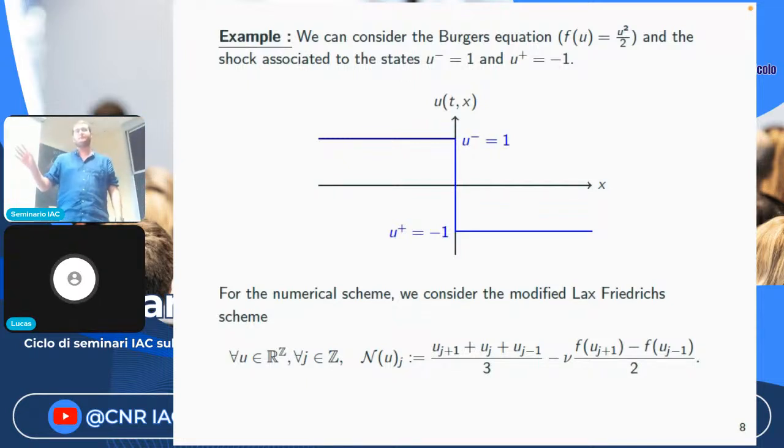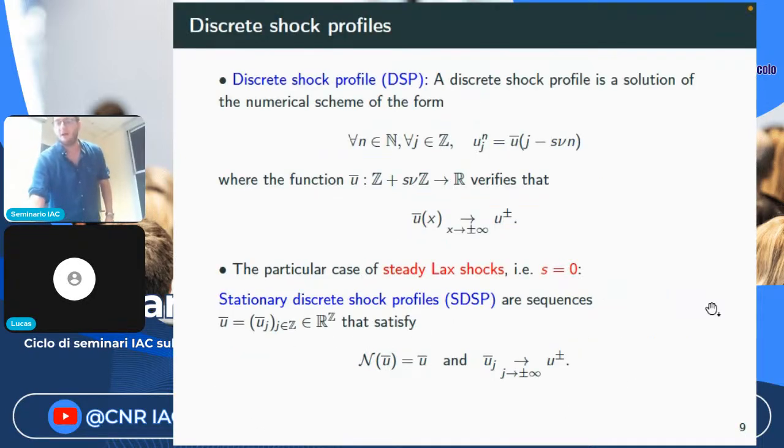Now that we have introduced all of this, I just want to point out that there will be an example that will follow us throughout the presentation for numerical representations and so on. So I will consider the Burgers equation. I will consider the shock 1, minus 1. And for the numerical scheme, I will consider the modified Lax-Friedrichs scheme that is defined at the end of this slide.